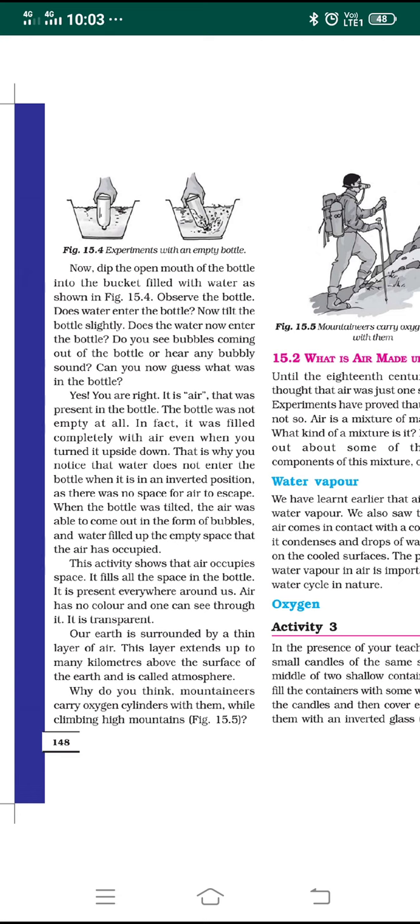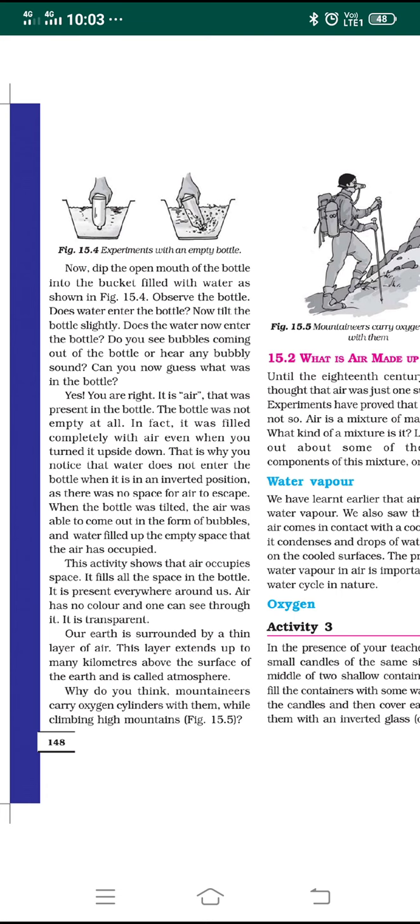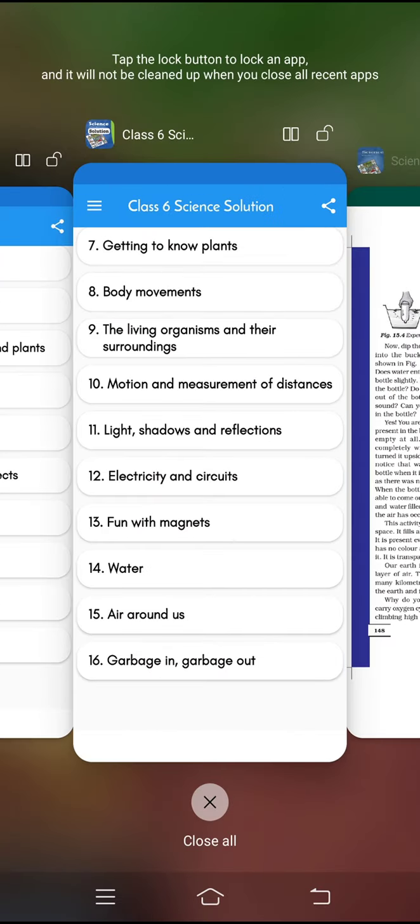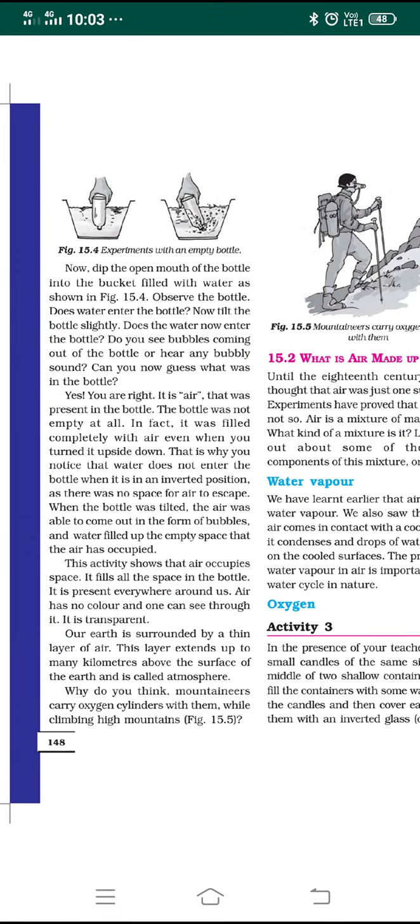So whatever space was occupied by the air is now filled by the water, as the air goes out in the form of bubbles. So this activity shows that air occupies space. So what does this activity show us? That air occupies space.